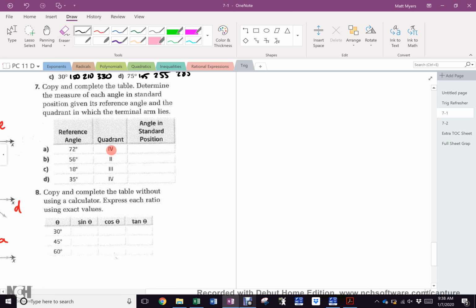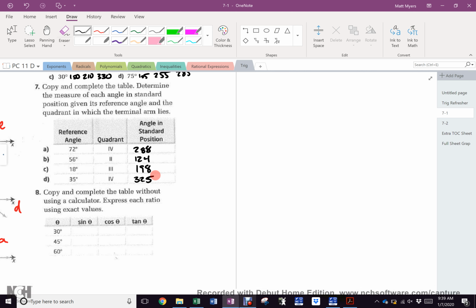72 in quadrant 4. That means it's down here, right? Where's the 72? That's in there. But we have to measure it this way. So what is it? 288. What's 56 in quadrant 2? 124. 18 in quadrant 3? 198. And 35 in quadrant 4? 325.